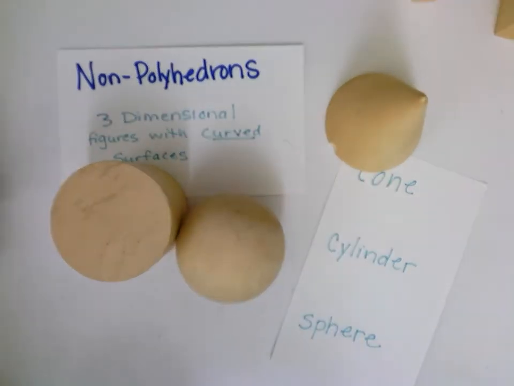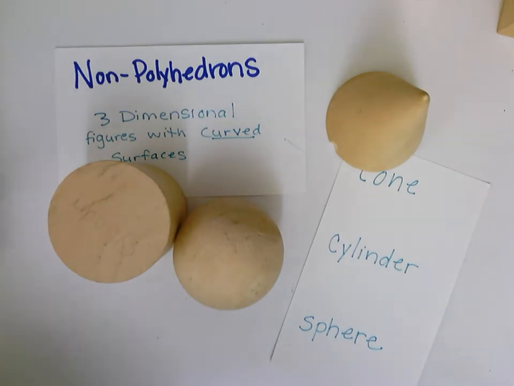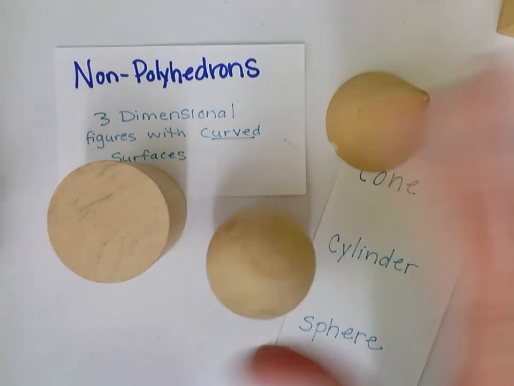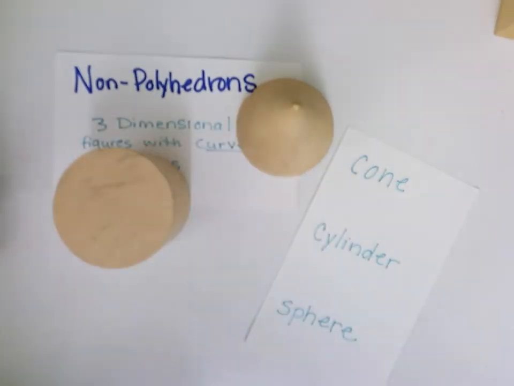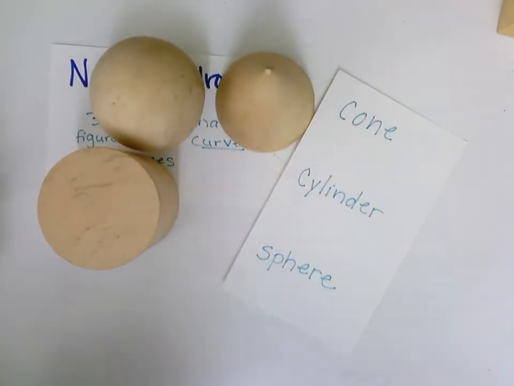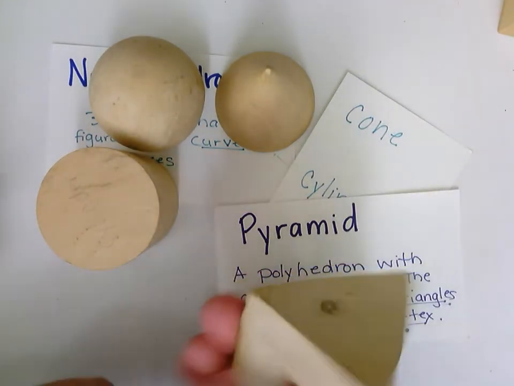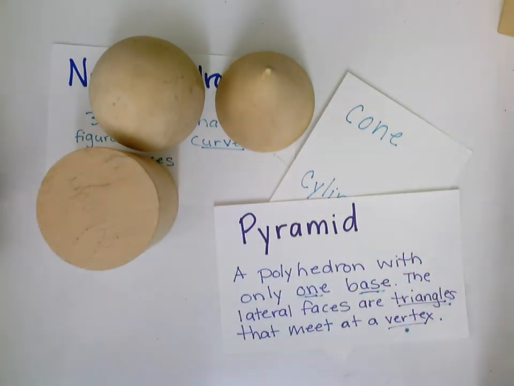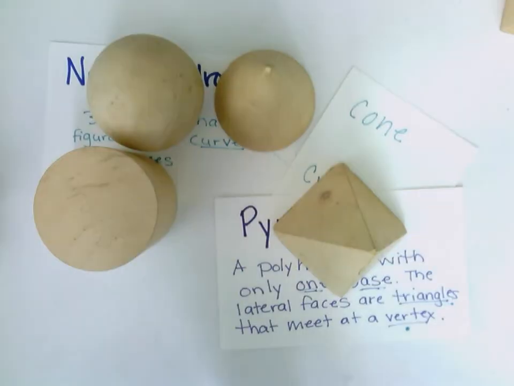So those are the types of things we're going to be looking at today and identifying as we go. We have our non-polyhedrons, our cone, our cylinder, and our sphere that's rolling off my table. And we have our pyramids. We talked about our pyramids, polyhedrons with one base and triangular faces. In today's lesson, you're going to be identifying and naming these different shapes.